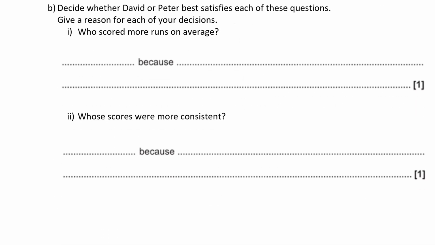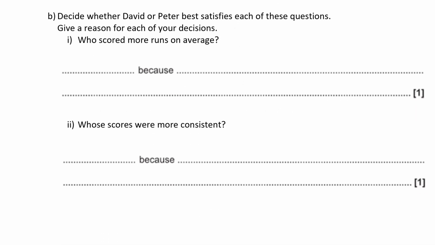Okay, so my answer is going to be, who scores the most runs on average? It's Peter, because his median is higher than David's, and I can put in brackets what it was, 26 versus 16.